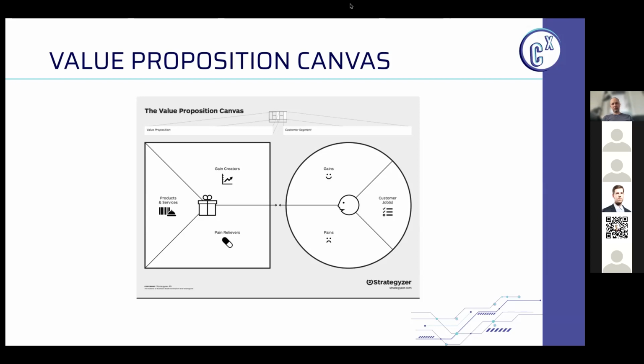This is always from the point of view of the user. Low latency could be seen as a gain because he would be focusing on the pain in everything related to work, but having low latency could be a gain creator for leisure or exercising, etc.